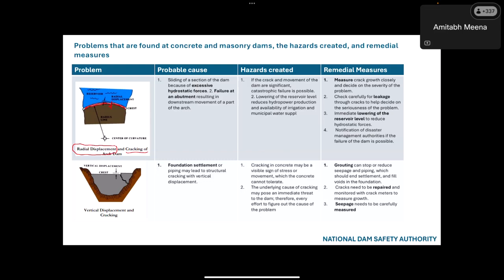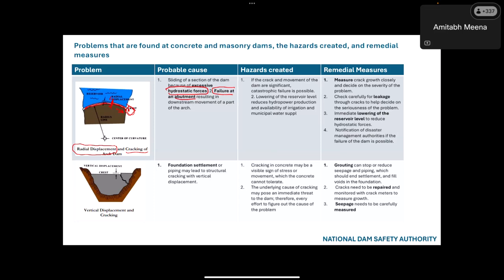Suppose this is the left abutment, and if the abutment is not strong, or the rock which is supporting it is not strong and it gives way, then this portion will move leftwards and a crack will develop here. Thereby this radial displacement will arise. So this is a very serious problem. Obviously the repercussion is that the dam may ultimately collapse, because it is a very serious issue.